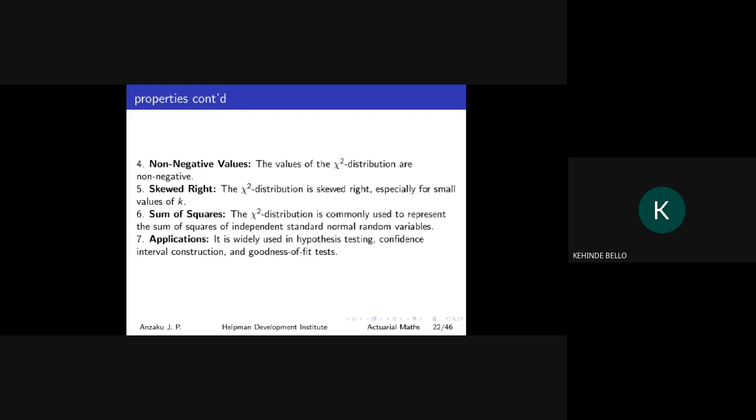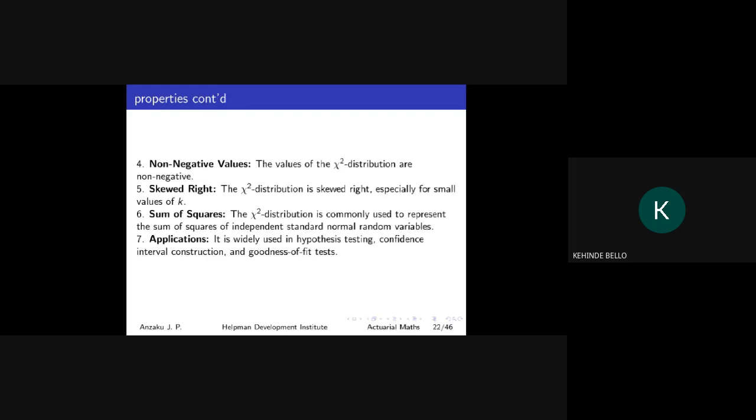Then the sum of squares. The chi-square distribution is commonly used to represent the sum of squares of independent standard normal variables. So we see the relationship with standard normal variables. Application: it is widely used in hypothesis testing, confidence interval construction, and goodness of fit tests.